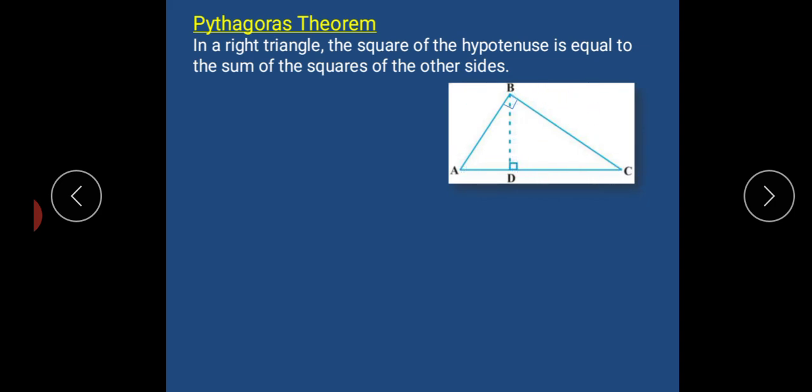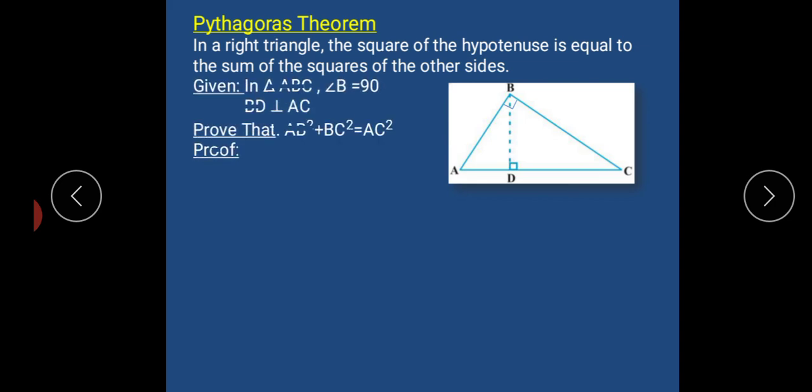In triangle ABC, angle B is a right angle and BD is drawn, which is perpendicular to AC. Let's see what is given. In triangle ABC, angle B is equal to 90 degrees. BD is perpendicular to AC. And what we are asked to prove is AB square plus BC square is equal to AC square.